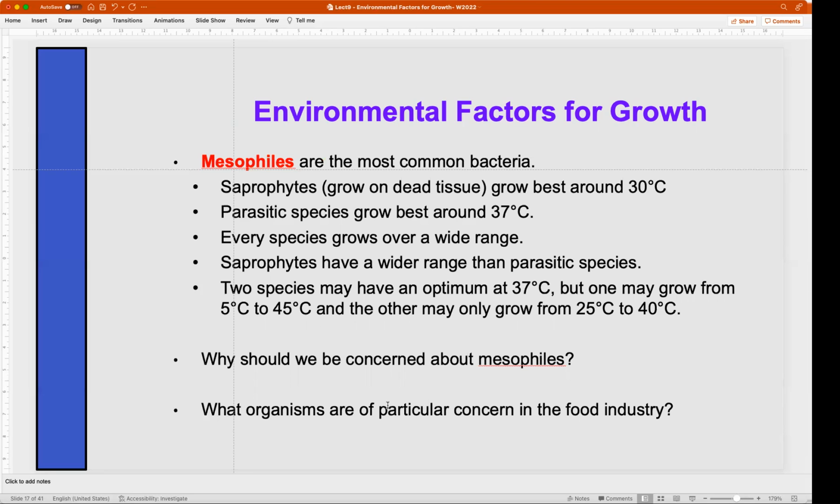That's interesting. Anyway, 2 species have an optimum at 37 degrees, but one could grow better between 5 and 45, and the other is growing between. So it's dependent upon the organism. You could call them a mesophile, but their actual preference might be different than another mesophile. And why do we concern ourselves about mesophiles? Is because we're mesophiles essentially, right? Okay.